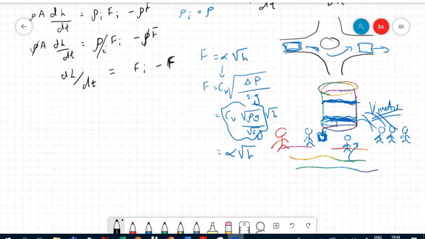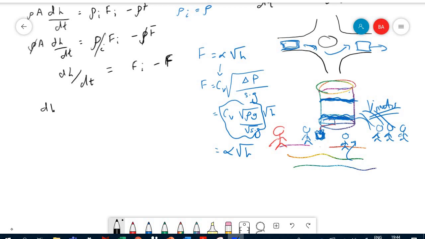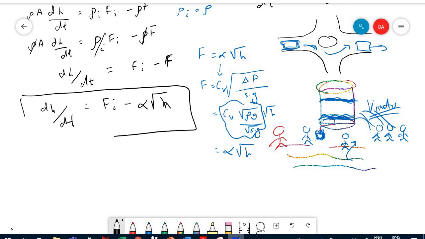So if we turn to our equation here, we have dH by dt is equal to Fin, which will be identified by the power of the pump, minus alpha square root of h. And that is our beautiful equation here of how height changes with time. Beautiful, very beautiful. So this is how height changes with time.